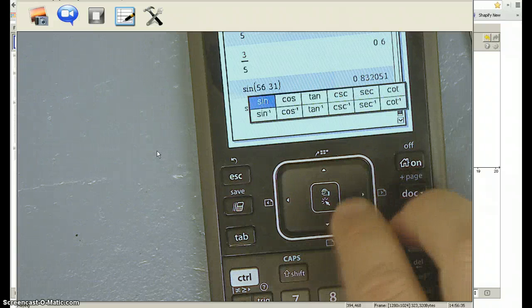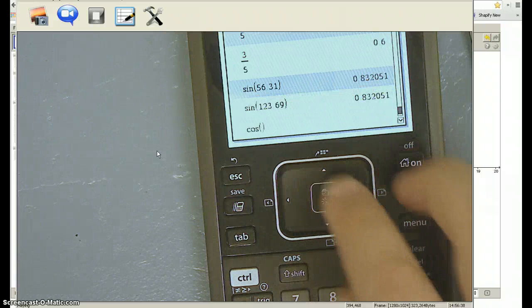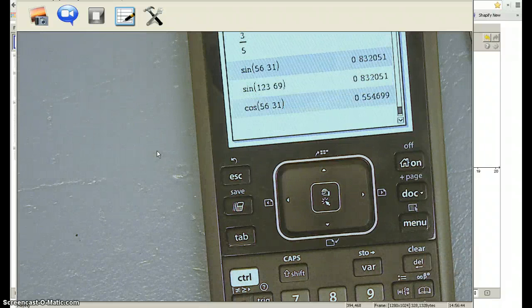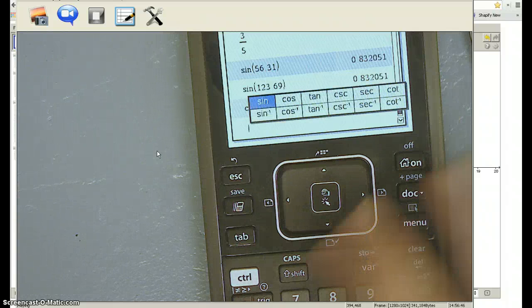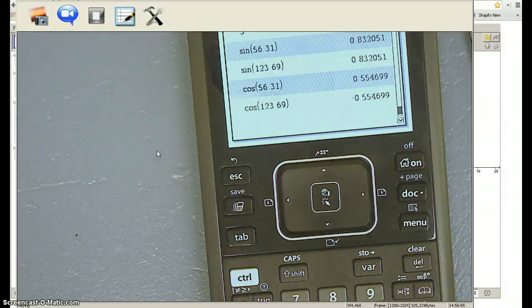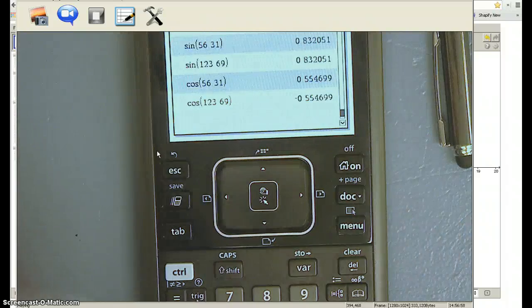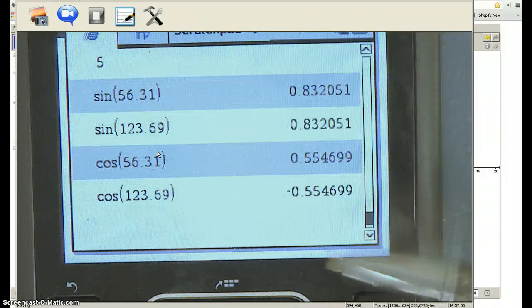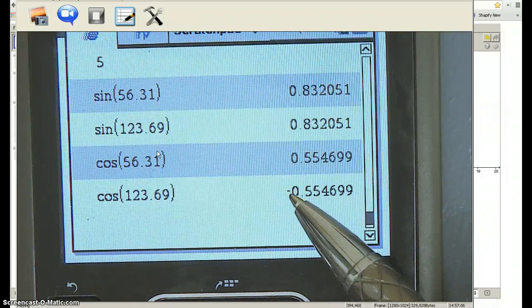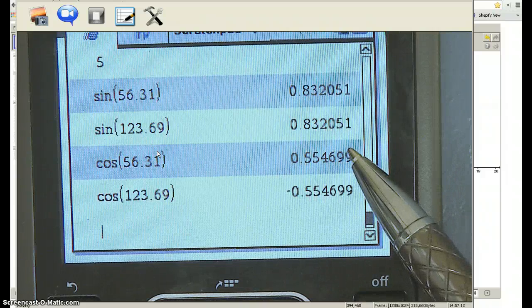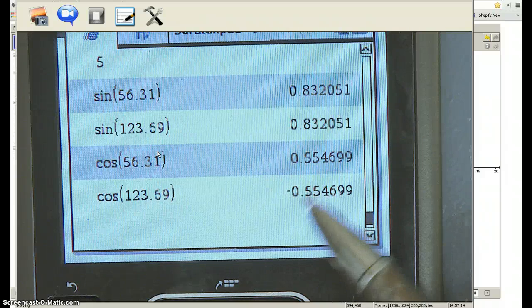So we go trig cosine. What is the cosine of a 56.31 degree angle? Now, what is the cosine of a 123.69 degree angle? Okay, wait a minute, there's something different there. Can you see that? These are not the same exact numbers. They're very close. Do you see that negative sign? The cosine is negative, so it's almost like the cosine of its supplement, but it's negative.